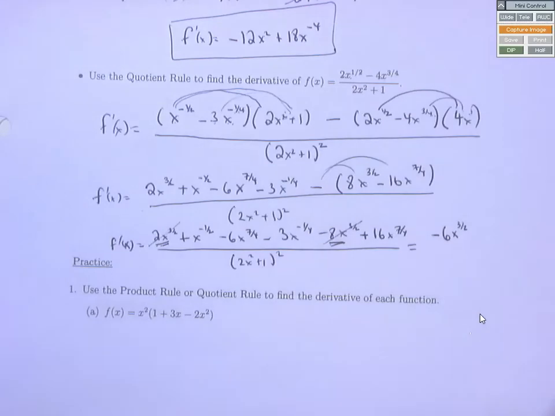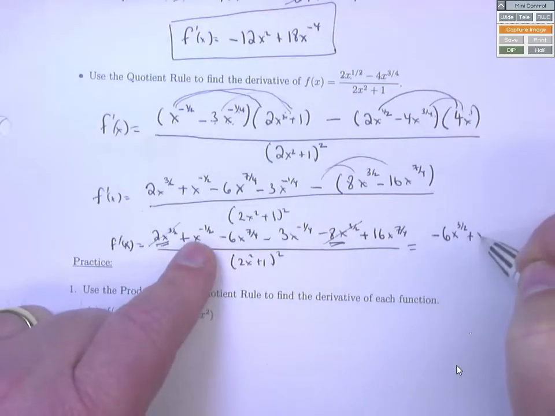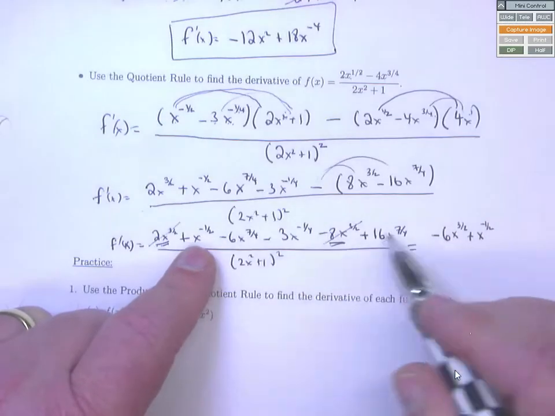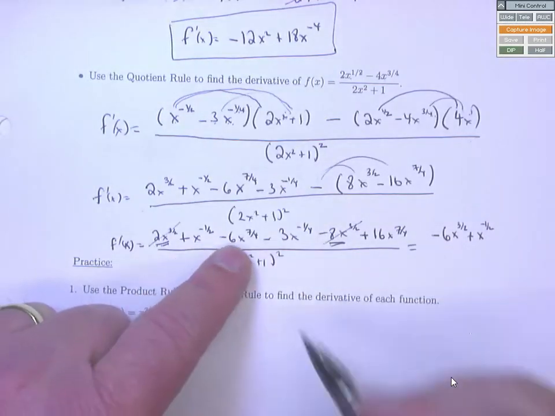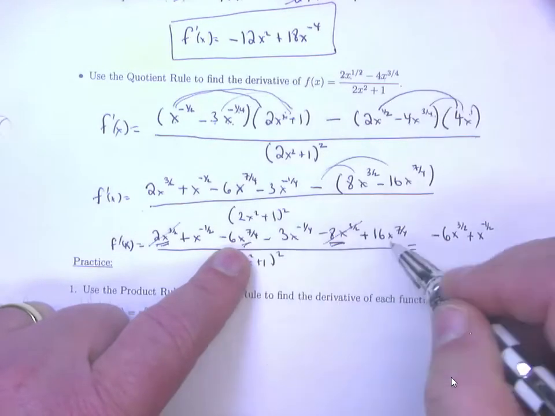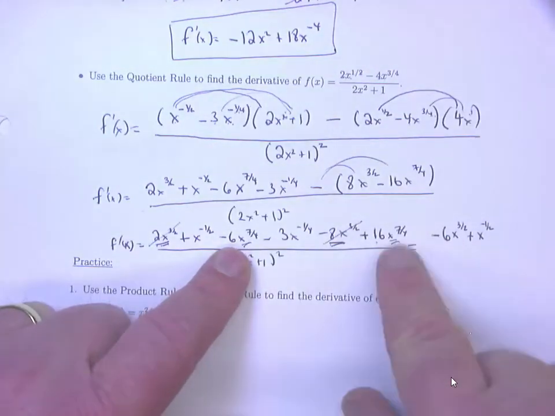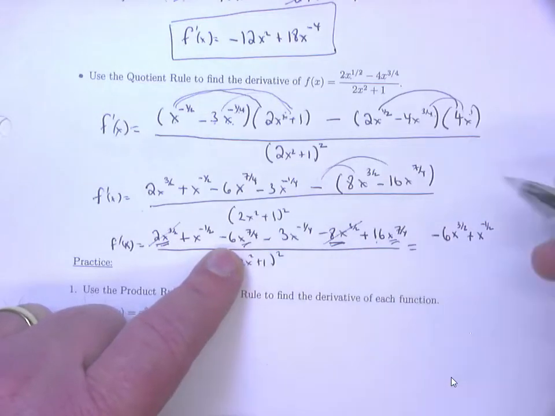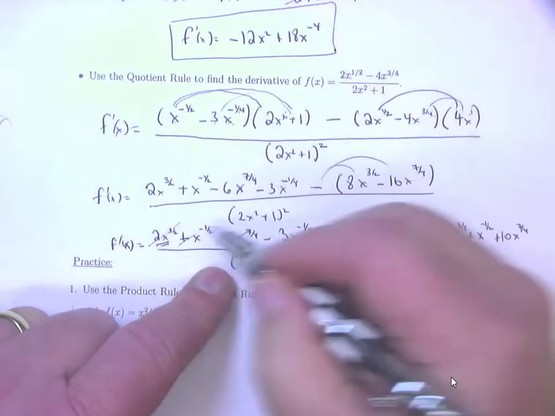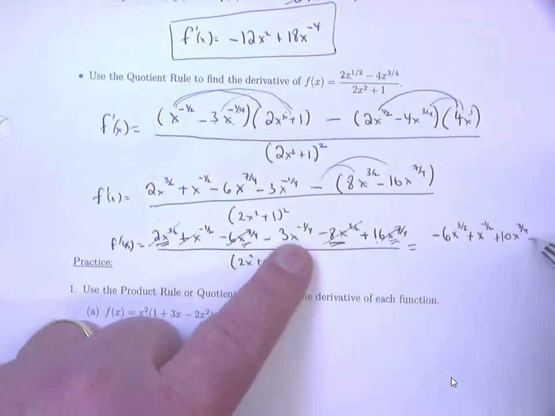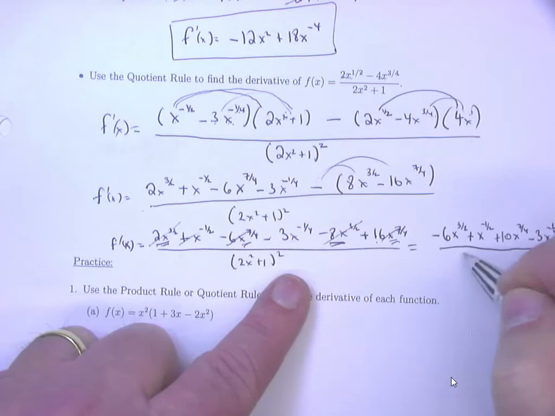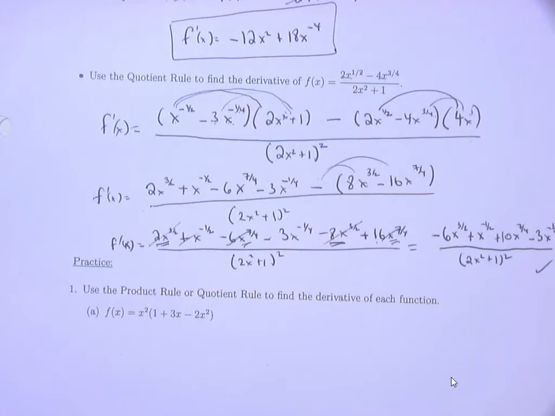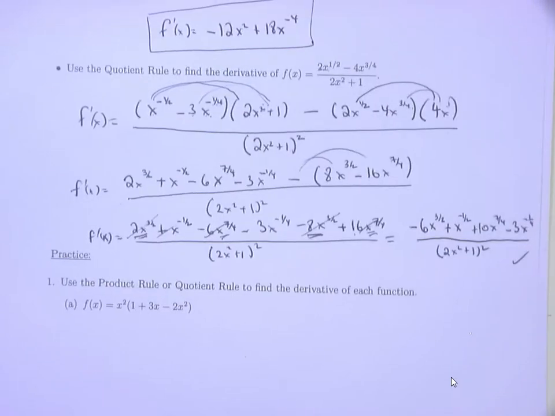All right, I've got here plus x to the negative 1/2, and I don't see any other x to the negative 1/2, so that's good. I got a minus 6x to the 7/4, and I got a plus 16x to the 7/4. Well, they're the same variables, so how much do I have? Plus 10x to the 7/4. I'm done with those guys. And then I got a minus 3x to the negative 1/4, only one looking like that, all over my bottom, 2x squared plus 1 squared, and there is my result. Does that make sense? There's my derivative.